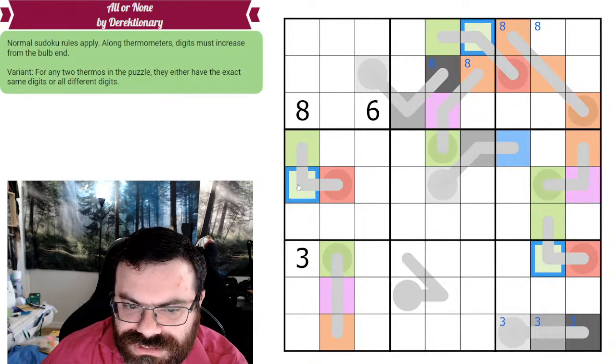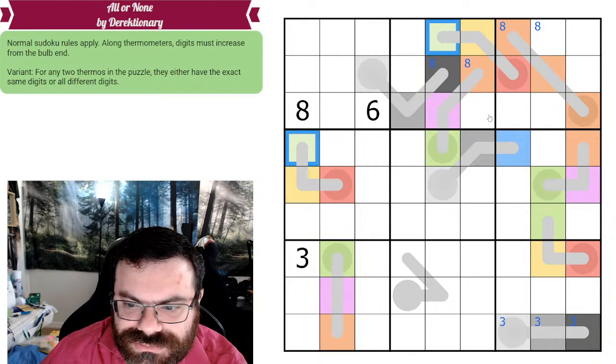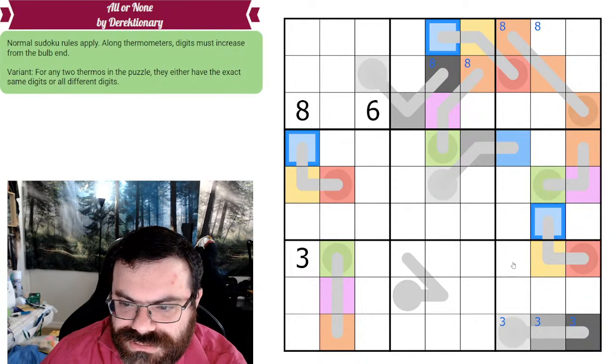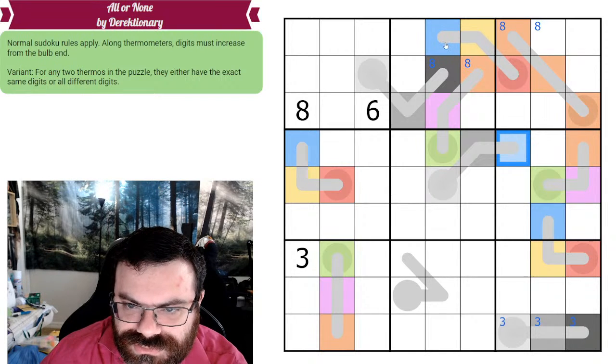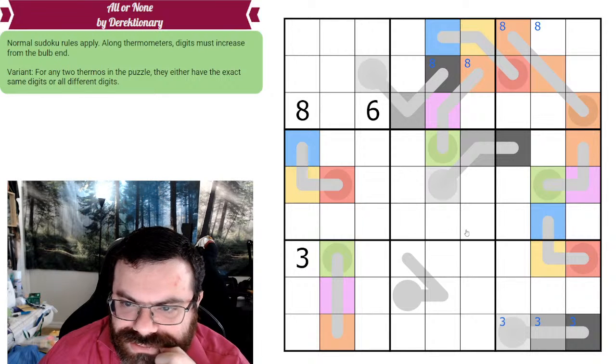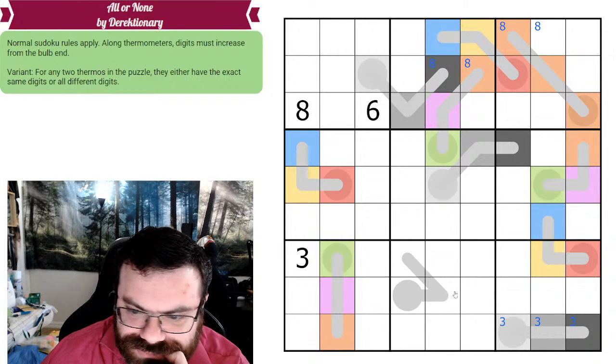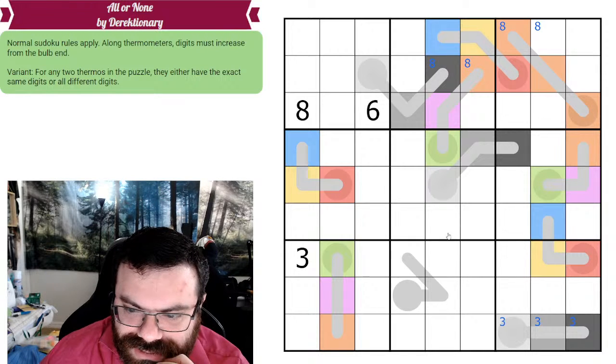Seven, 8, 9. This one didn't get black. Okay, hopefully I didn't screw that up. So now that we have distinct colors, let's try to place some more colors.